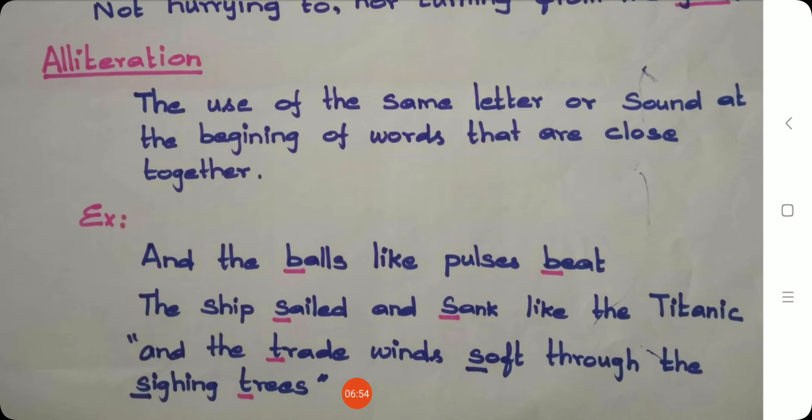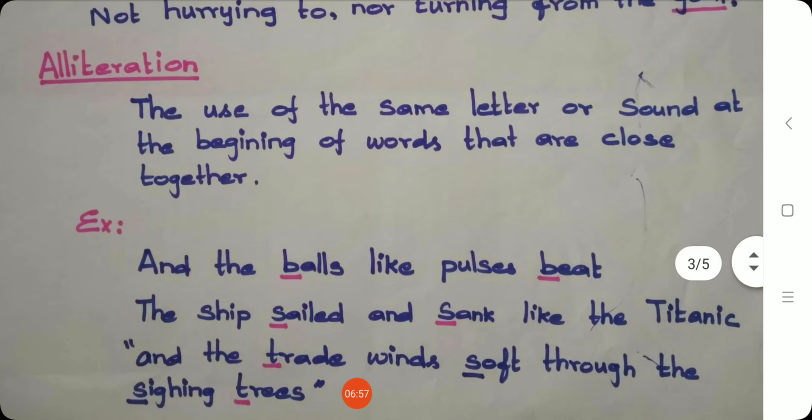Okay. Now look at the next example: And the trade winds soft through the sighing trees. Here, trade and trees are alliterated words. Both have the same letter T and the same sound. You can realize it when you pronounce it. And through cannot go with trade and trees because here we get the T sound, and in through we are using the TH sound. So through cannot be alliterated with trade and trees.